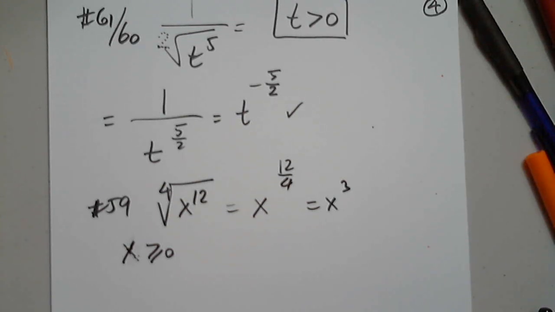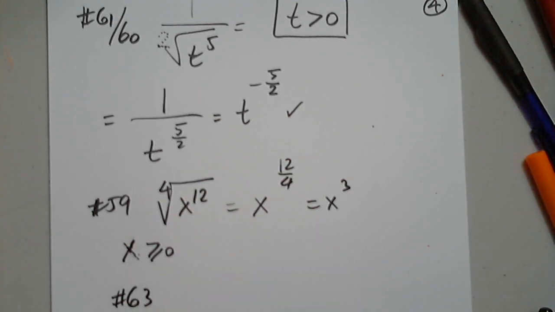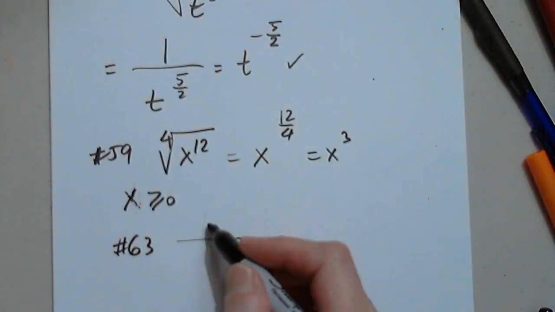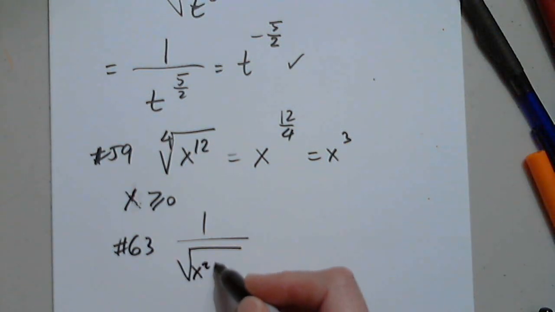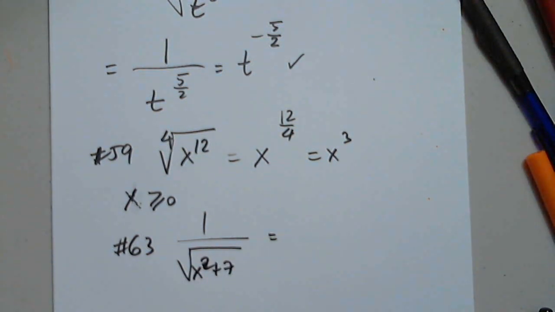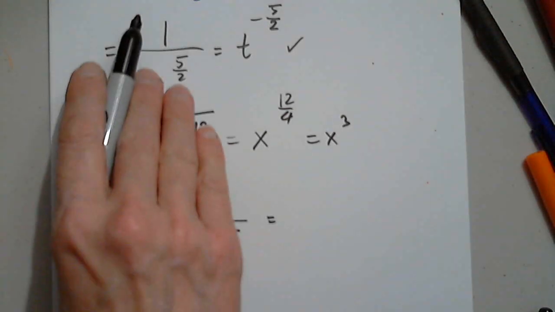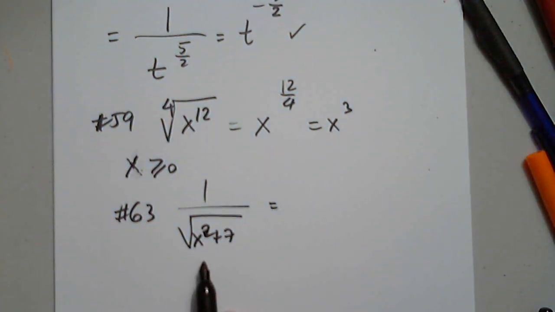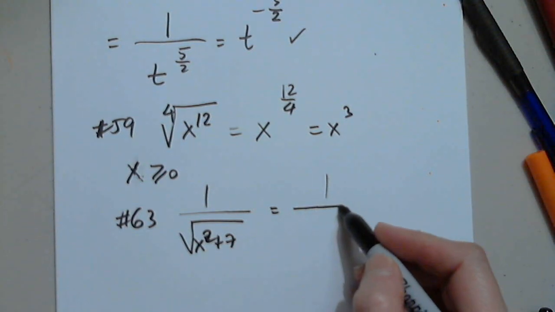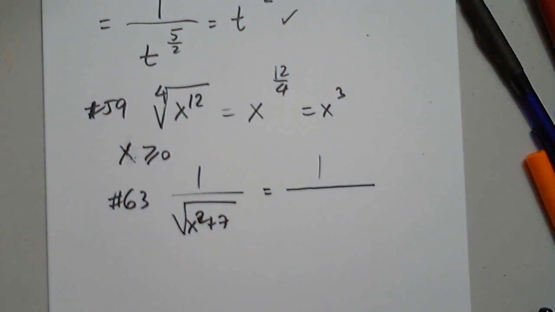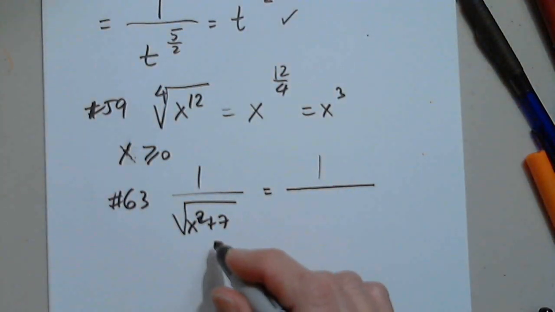I'm saying don't try to apply something that is not applicable. Perfect. What about 63? One more. So 1 over the square root of x squared plus 7. Now this is a different story, right? It has a radical in the denominator. So first I have to change the radical in the denominator and then one more step. How do I change this?